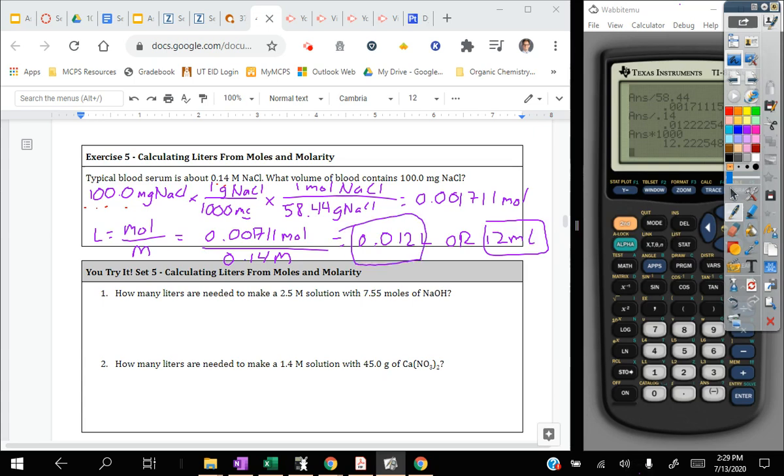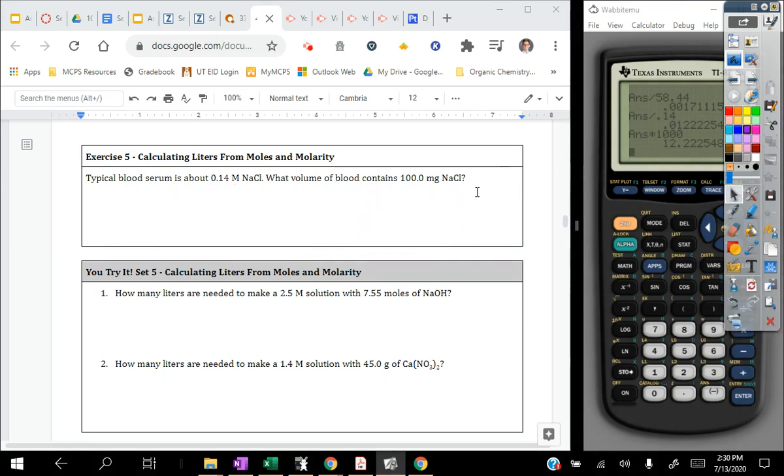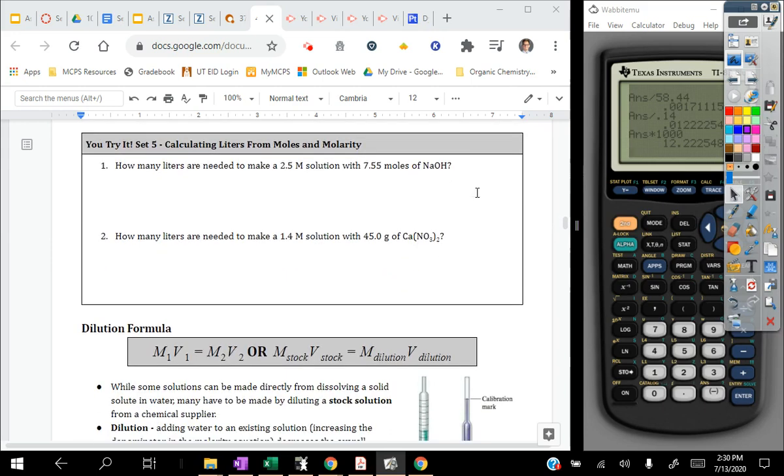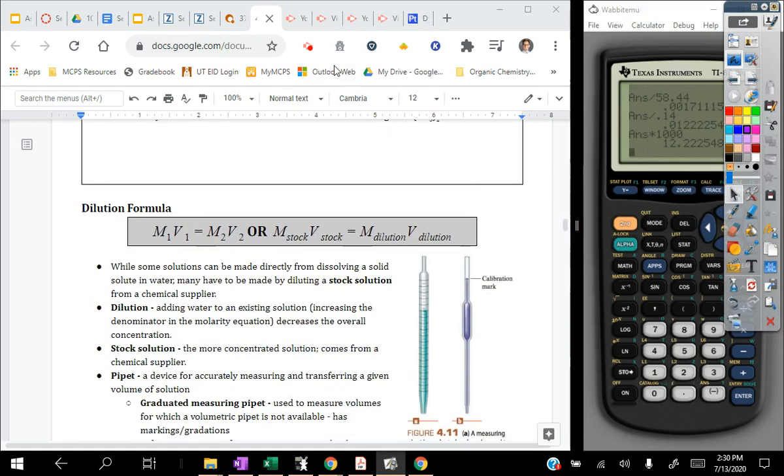It didn't tell you which to report in, so either works, but hey, you can still convert between liters and milliliters if you know that there's 1,000 milliliters per liter. Okay, go ahead and try You Try It, set 5, and in our next lesson, we'll discuss the dilution formula. Have a great day.